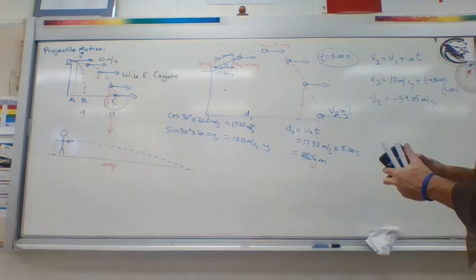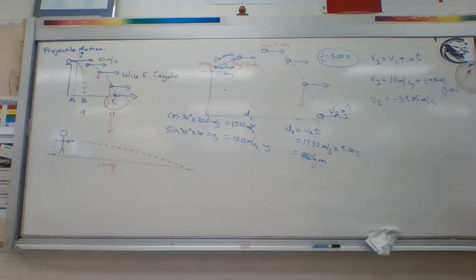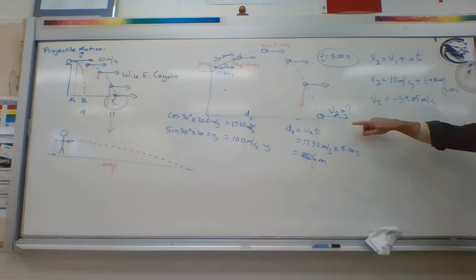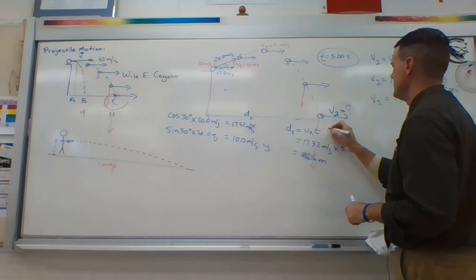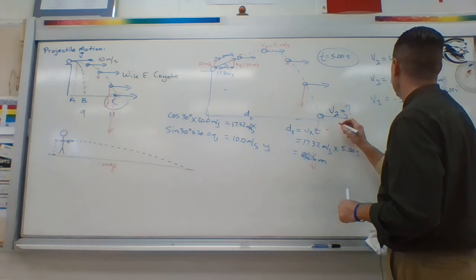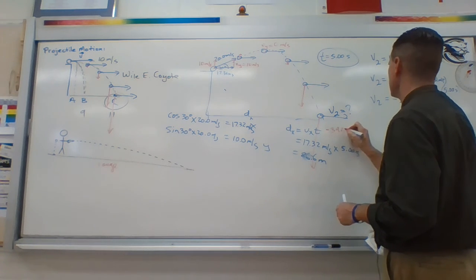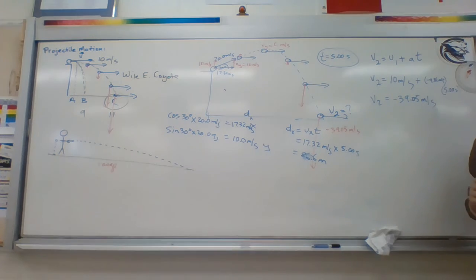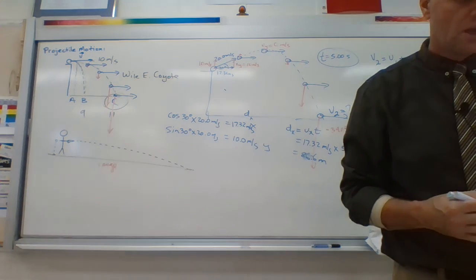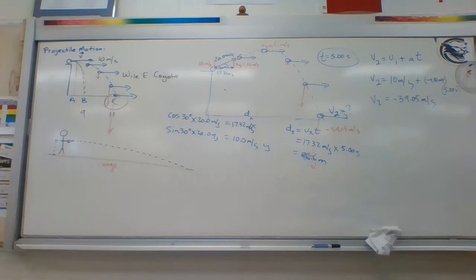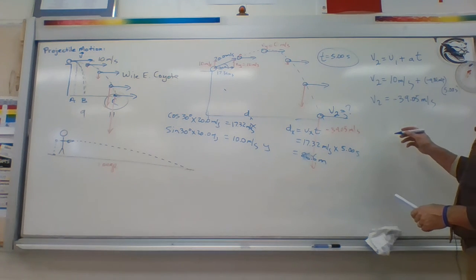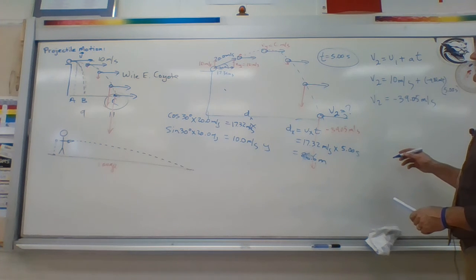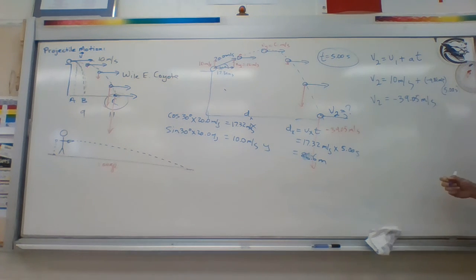Let me make sure I did that right. Yes. Okay, plus 10. So this vertical velocity right here is going to be a negative 39.05 meters per second.